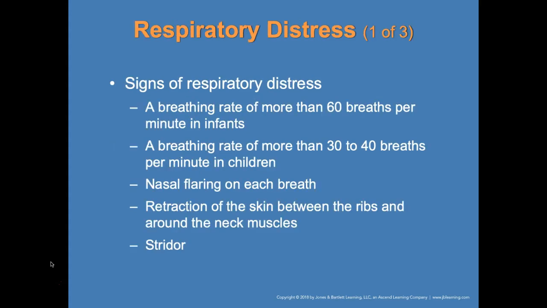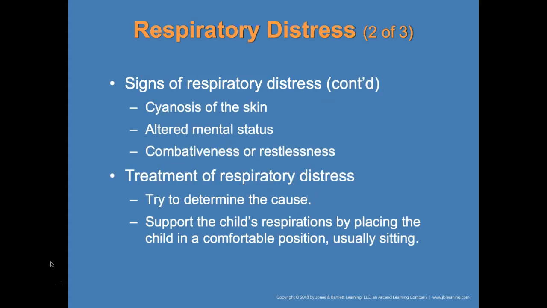Respiratory distress. Signs of respiratory distress are a breathing rate of more than 60 breaths per minute in infants, a breathing rate of more than 30 to 40 breaths per minute in children, nasal flaring on each breath, once again retractions of the skin between the ribs and around the neck muscles, and stridor. Remember, stridor is a high-pitched sound that happens on inhalation. Also going to see cyanosis, altered mental status, combativeness, or restlessness.